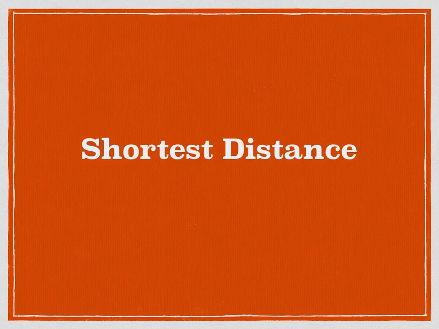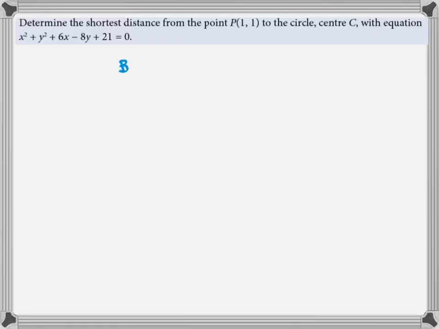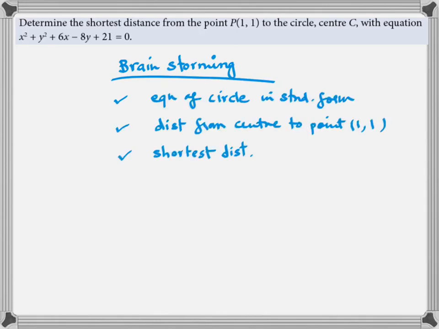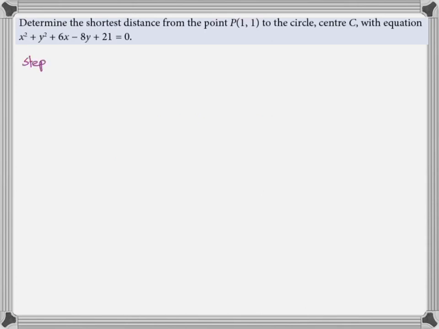Now, let's look at the second question, which is about the shortest distance and maybe the longest distance. Determine the distance from the point to the circle. What does the brainstorming say? Make sure to write the equation of the circle in the standard form. Find the distance from the center to the given point, which in this case is (1, 1), and then think about the shortest distance. So let's get started.